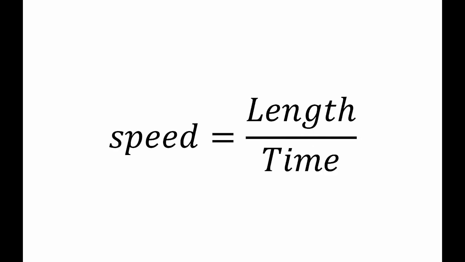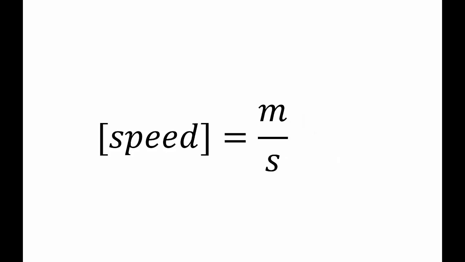Take, for example, the quantity of speed. Speed is defined as the distance traveled over the time taken to travel that distance. Since the unit for distance, or length, is a meter, and the unit for time is a second, then the derived unit for speed is meters per second.